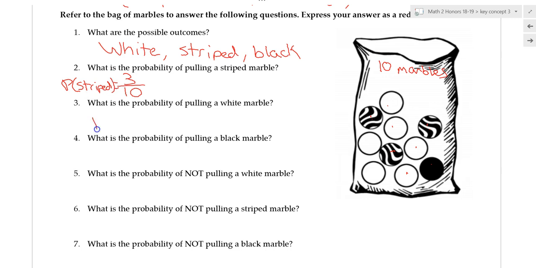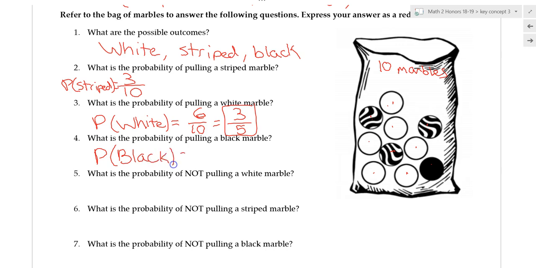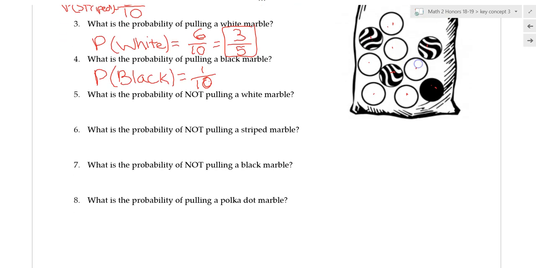What is the probability of a white marble? 1, 2, 3, 6 out of 10 equals 3/5. Probability of a black marble: 1 black marble. That's it. Okay. Number 5.